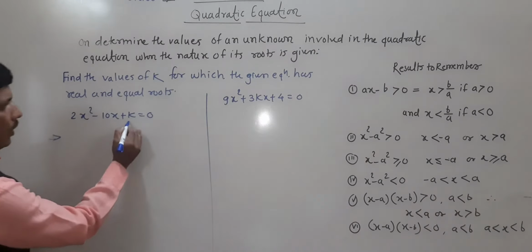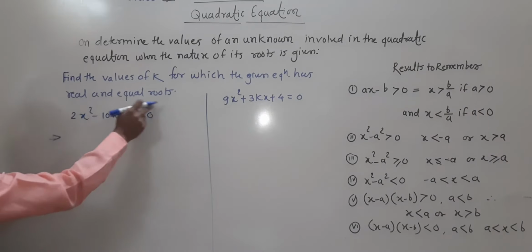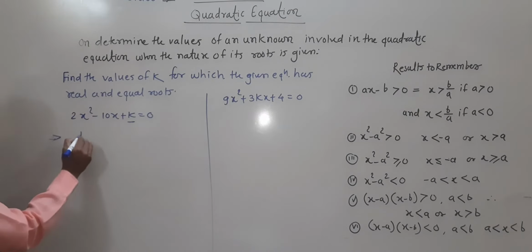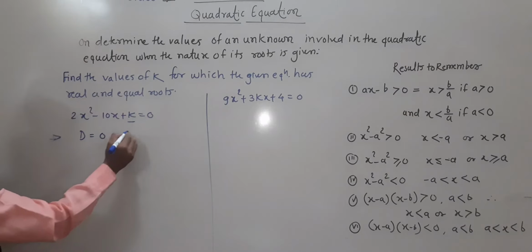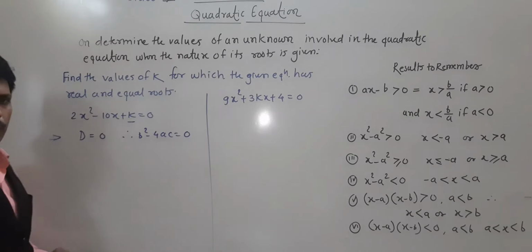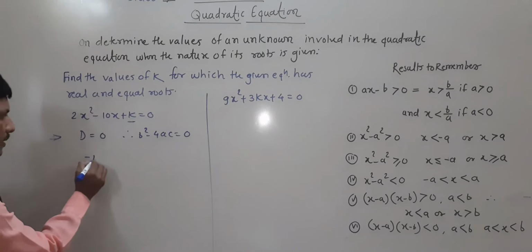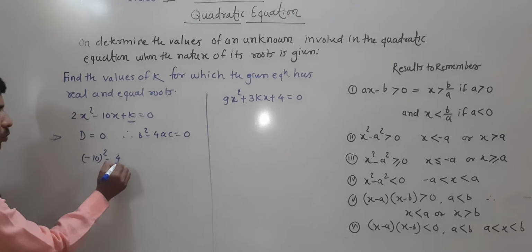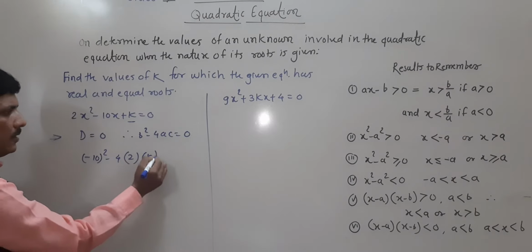Now see here, the unknown value is k, that we are going to find out. What is given? Real and equal roots. So D is equal to 0. D means b square minus 4ac is equal to 0. Now I am taking here, b is minus 10, so minus 10 square minus 4 into a, what is a? 2, into c, which is k, is equal to 0.